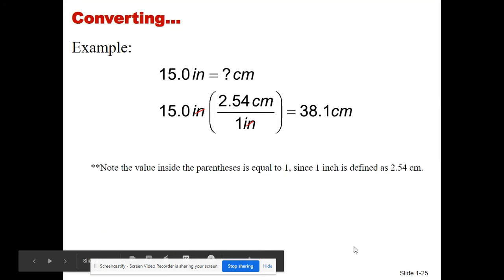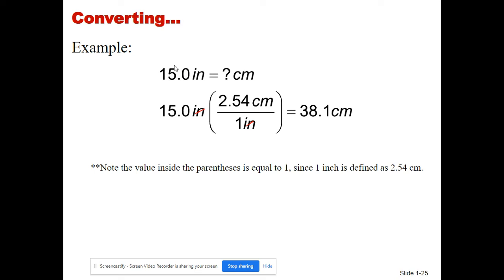All right, and the last thing I want to talk about today is converting. I know there's a lot of stuff out there, but I just wanted to put it all in one. This is converting. Here we're converting English into metric. So here we have 15 inches. I want to know how many centimeters that is. Well, there are 2.54 centimeters in an inch.